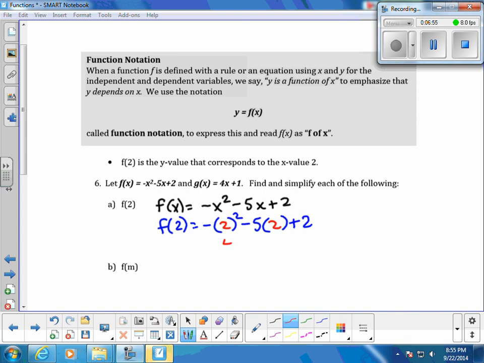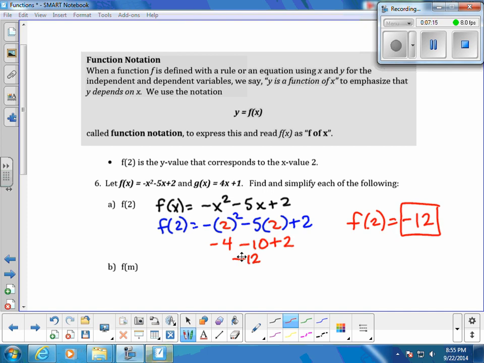2 squared is 4. Bring down that negative. Negative 5 times 2 is negative 10. Negative 4 minus 10 is negative 14, plus 2 is negative 12. So I would say f of 2 is equal to negative 12.